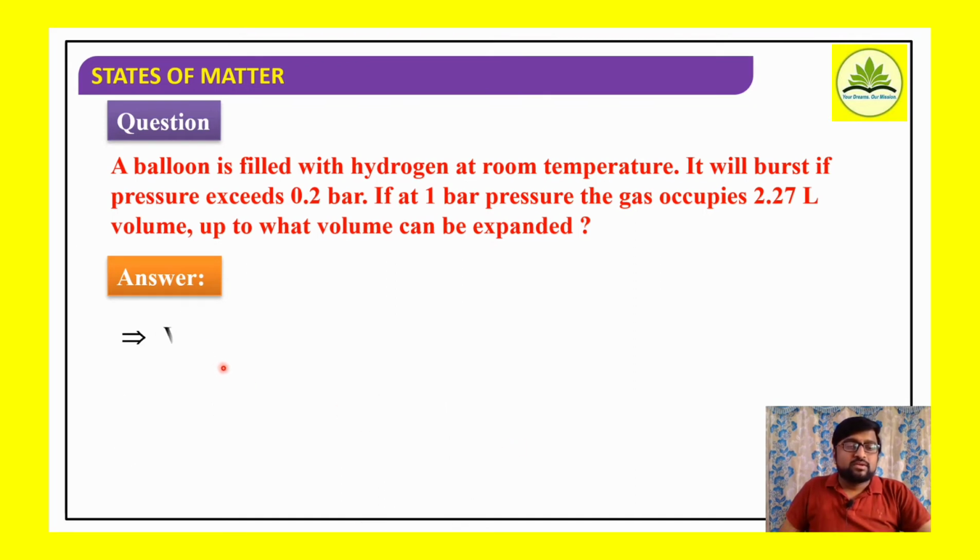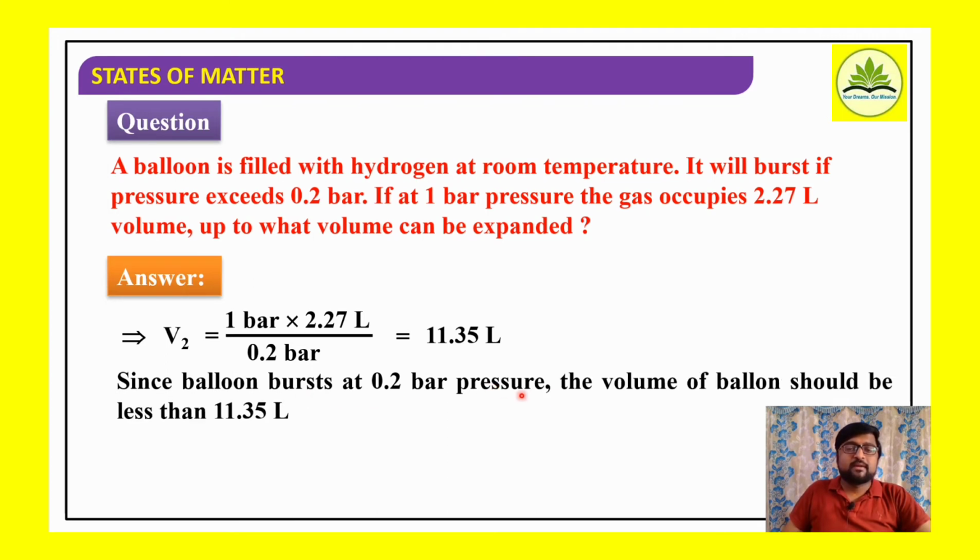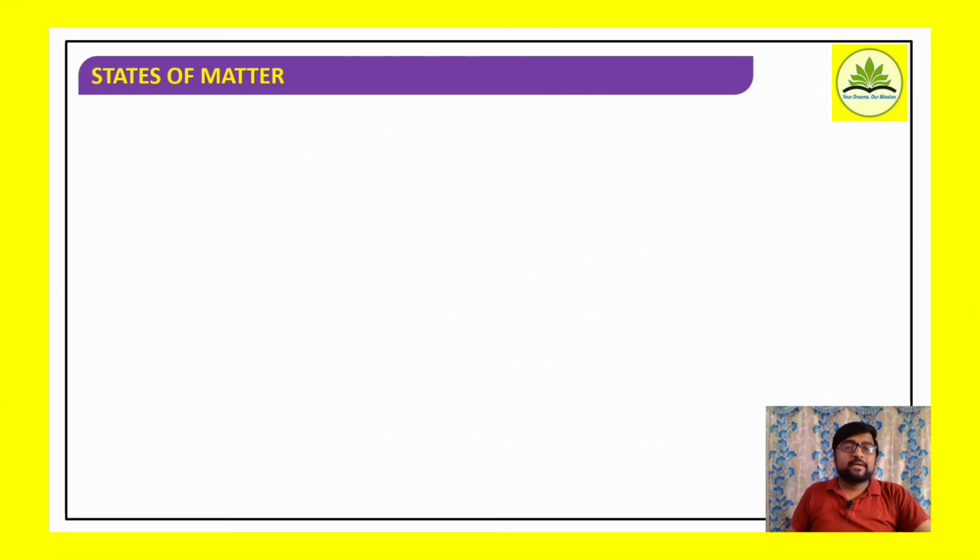So we got the expression V2 is equal to P1 V1 by P2. P1 is 1 bar, V1 is nothing but 2.27 liters. So 1 bar into 2.27 liters divided by P2. What is P2 here? 0.2 bar. If you simplify it, we get 11.35 liters. So V2 means the volume of the balloon should not exceed how much? Since the balloon bursts at 0.2 bar pressure, the volume of the balloon should be less than 11.35 liters. That is the answer. Okay, I hope you got it. Well, coming to the next question.